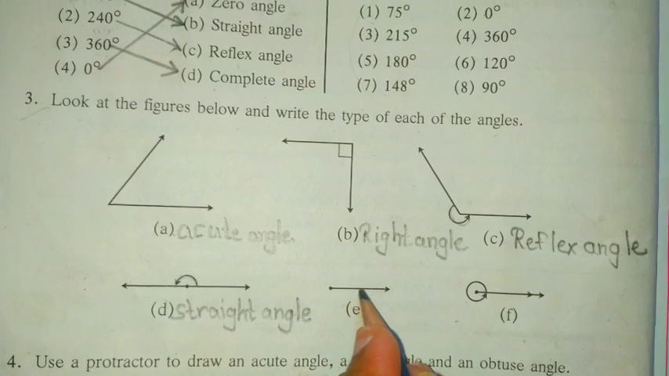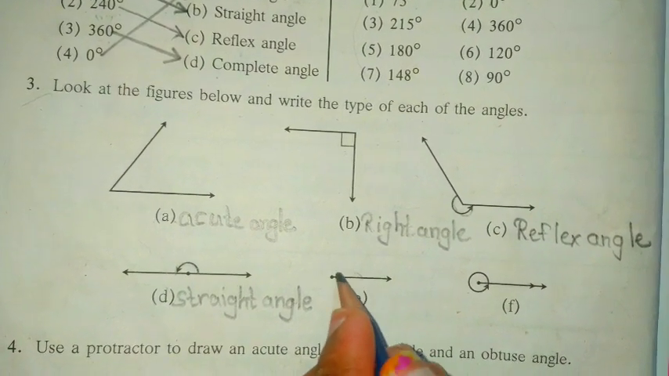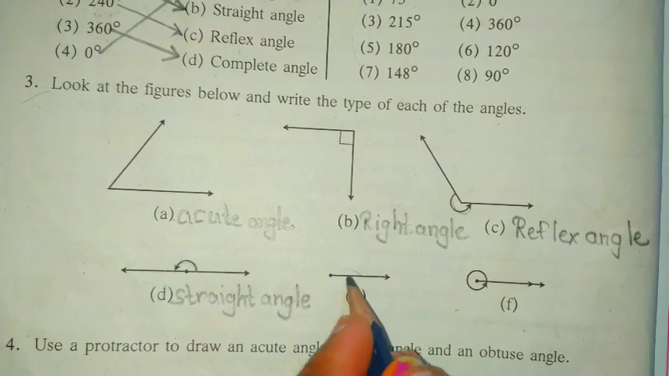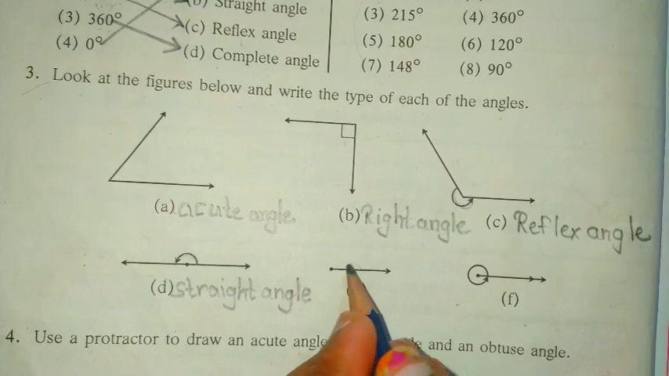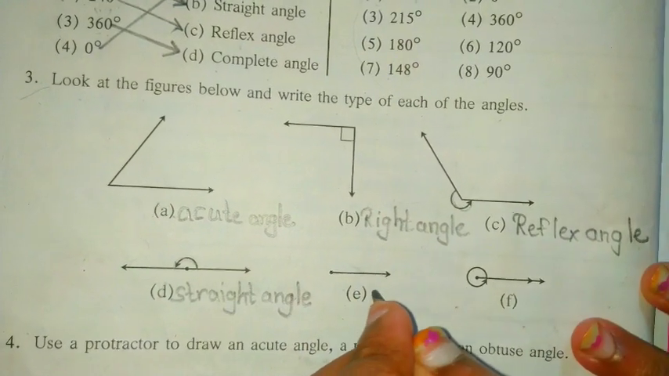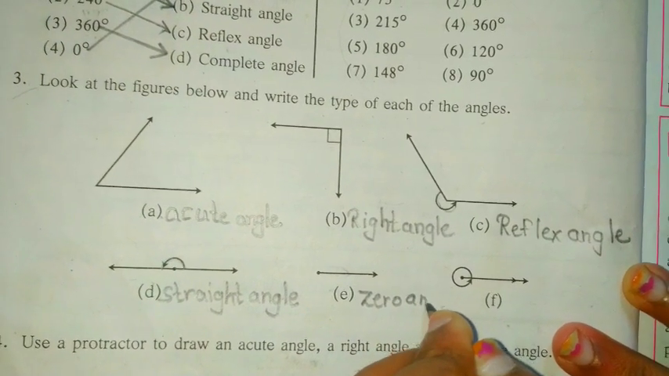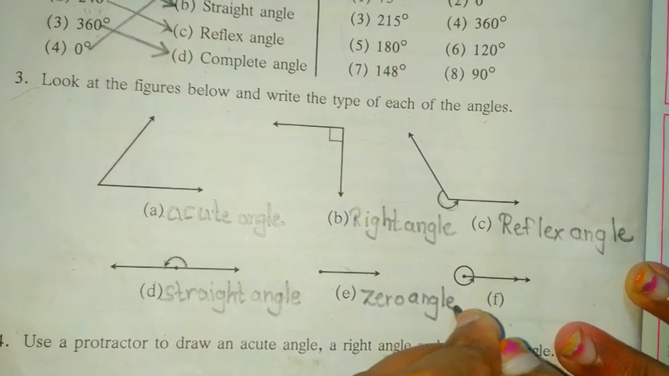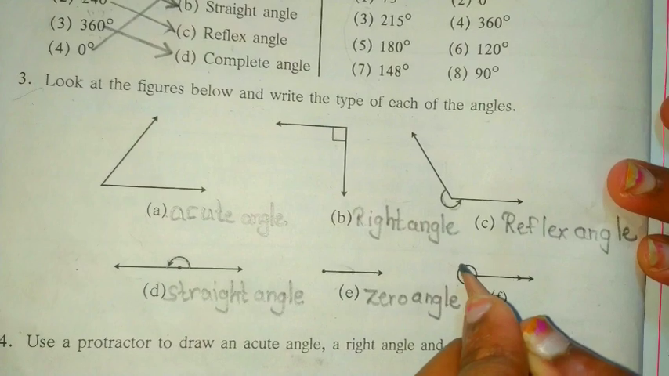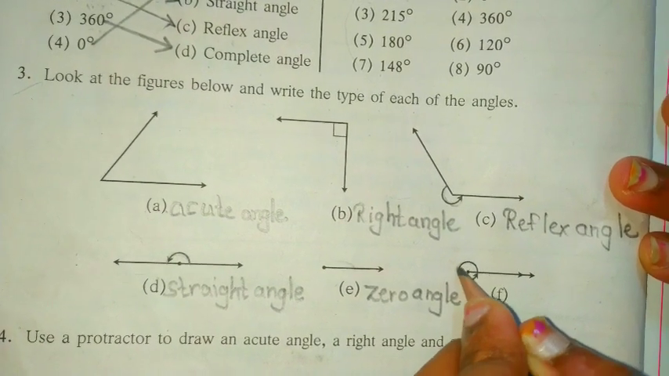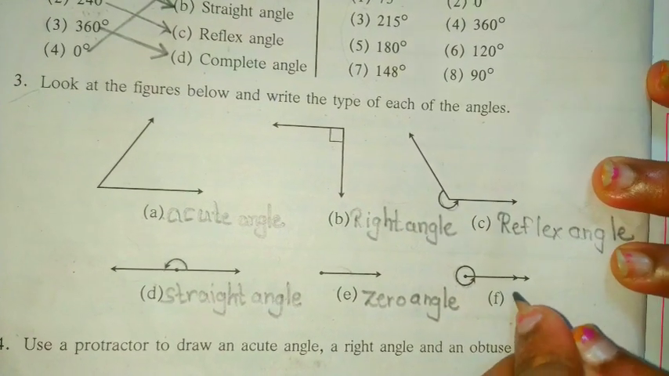E number. Here we can't see any angle. You can see an angle? No. It means this is zero angle. And this is the whole are angles, means it is complete angle.